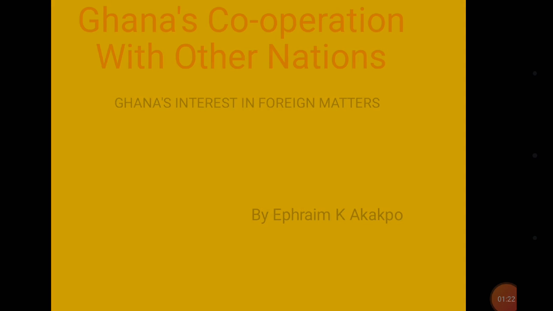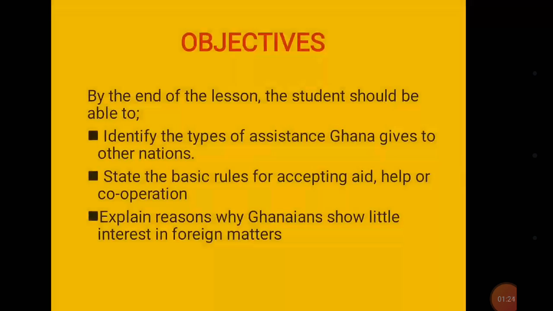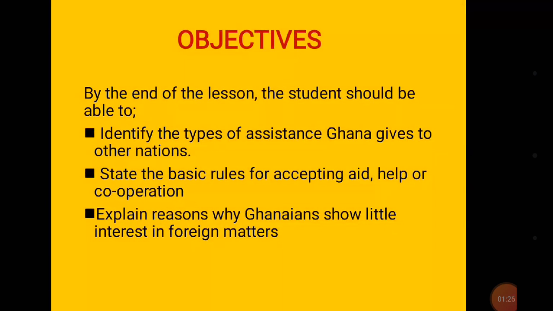By the end of this lesson, I'm expecting that the student will be able to identify the types of assistance Ghana gives to other nations, state the basic rules for accepting aid, help, or cooperation, and also explain reasons why Ghanaians show little interest in foreign matters.